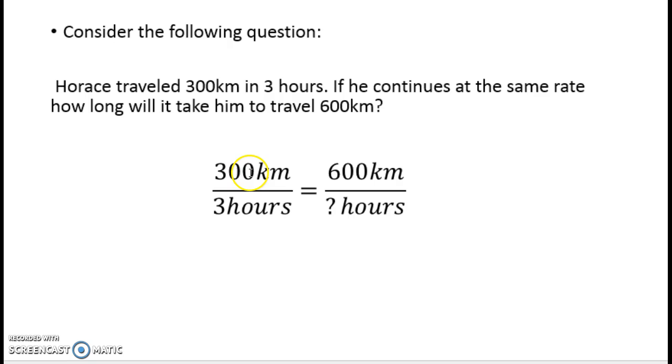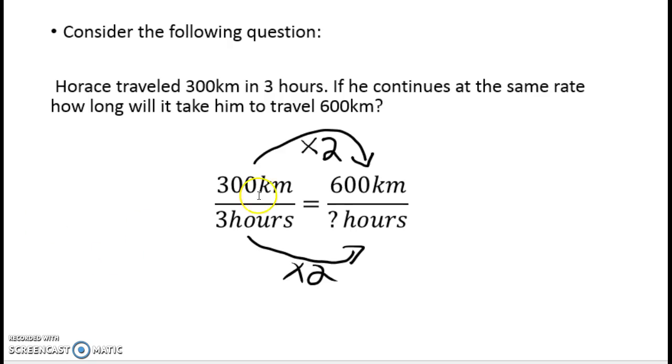Now I need to look at what do I need to multiply 300 by to get 600. Now this is a pretty easy question because the answer is 2. I'm going to multiply 300 times 2 and I'll get 600. 300 and 2 are factors which give us 600.